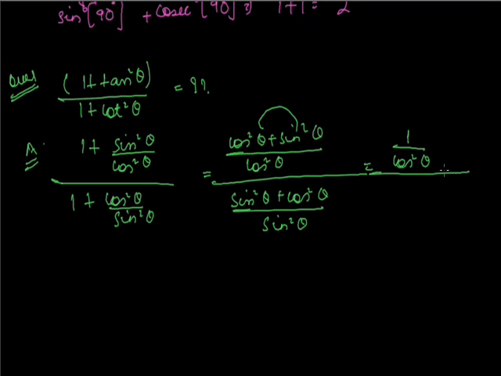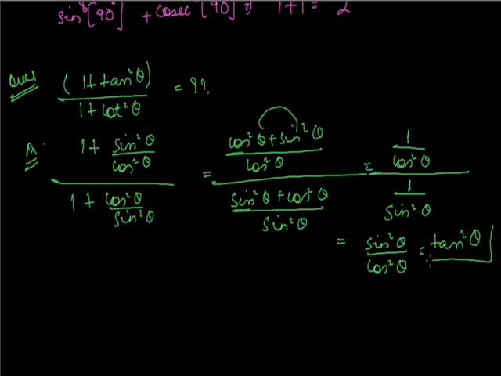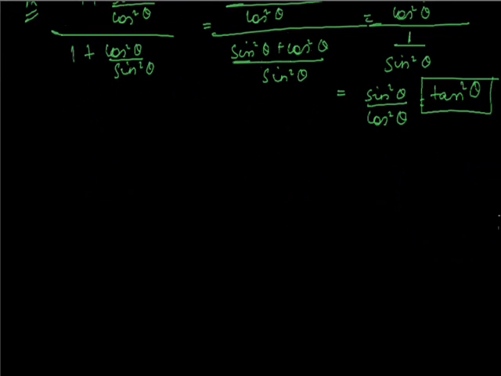so 1 upon cos square theta divided by 1 upon sin square theta, which will be equal to sin square theta upon cos square theta, and sin upon cos, as we know, makes tan theta, so sin square theta upon cos square theta will make tan square theta. Hence, by simplifying, we'll be getting tan square theta.